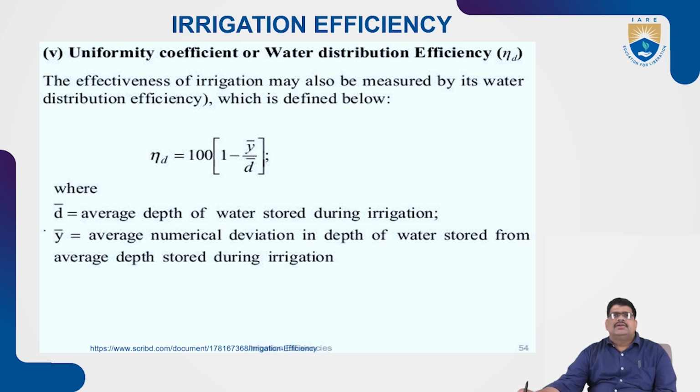So uniformity coefficient or water distribution efficiency: d is equal to the average depth of water stored during the irrigation, and y is equal to the average numerical deviation of the depth of water stored from the average depth of storage during irrigation. So d is the average depth of water stored during the irrigation, and the second one, y, is the average numerical deviation of the depth of water stored from the average depth.